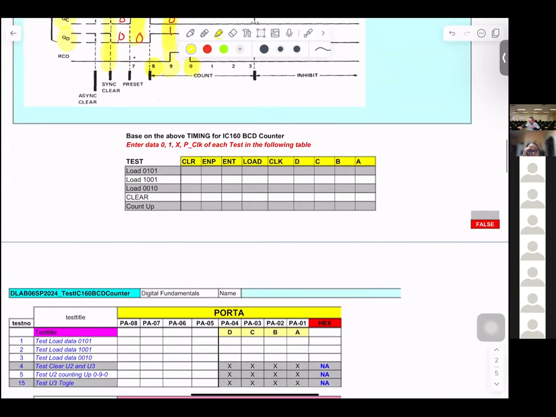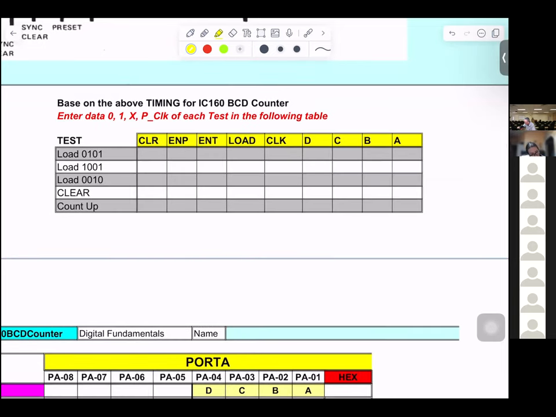Now, in here, that's what you need to do. First thing, you have to fill it in. Enter data. Okay? 0, 1, don't care. P clock for each test following the table. Now, it's telling me, first thing I want to load 0101. Telling me what I'm supposed to enter for clear. What data will be entered for clear when you load 0101? 5.